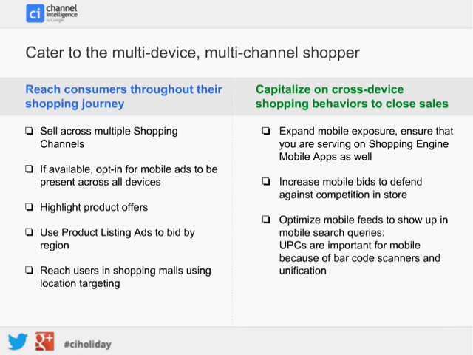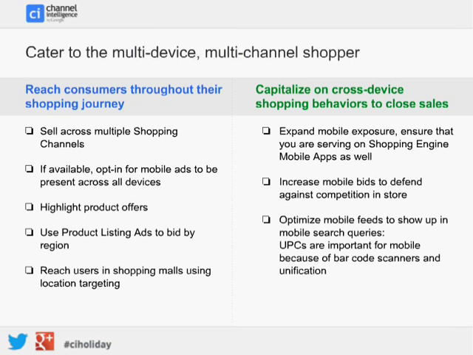So make sure that you understand which product identifiers are required from each comparison shopping engine and from Google Shopping, and make sure that your feeds include that information. And then optimize your mobile PLA feed so that you can reach in-store shoppers.